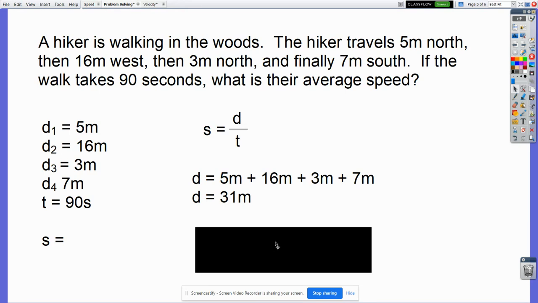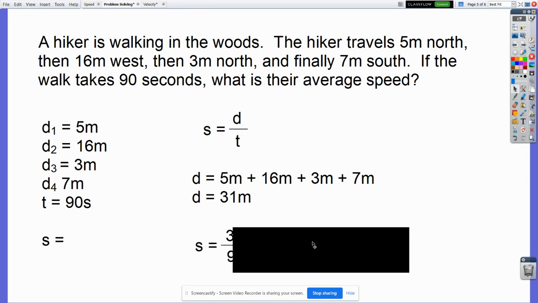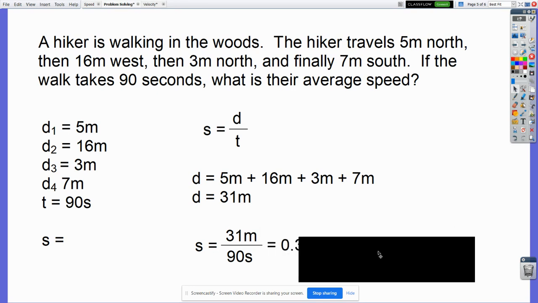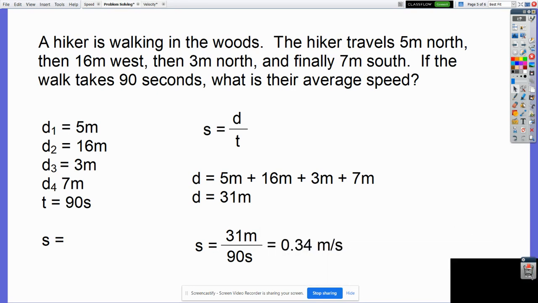At this point now, I can go ahead and substitute and solve. S equals d over t. So it's 31 meters over 90 seconds. Cross your fingers, and I calculated it this time, and I did. 31 divided by 90 is 0.34 meters per second. So again, that's how I solve problems. That's my problem-solving approach. Hopefully, you can apply it, learn it, and become better at solving problems like this because really that's what physics is.